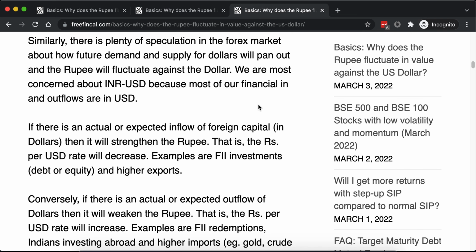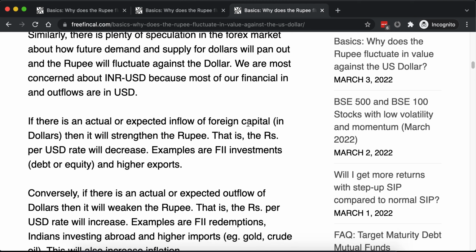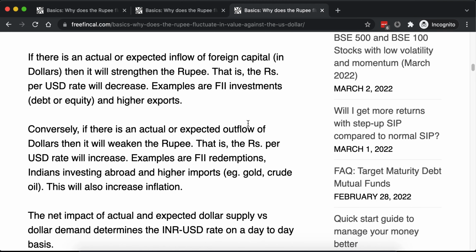So now there are two factors here, and we are concerned about the USD INR rate primarily because that's the currency in which most of our financial transaction outflows happen. So if there is an actual or expected inflow of foreign capital, then the rupee will become stronger. That is, the rupees per USD rate will decrease. This happens when there are more foreign investments into our country in the debt market or equity market, and there are higher exports. And the opposite of that is when there is an actual or expected outflow of dollars, then the rupee will become weak. That is, the rupee per USD rate will increase.